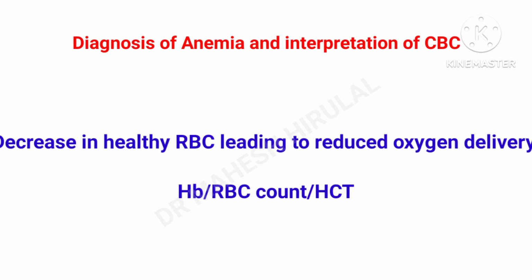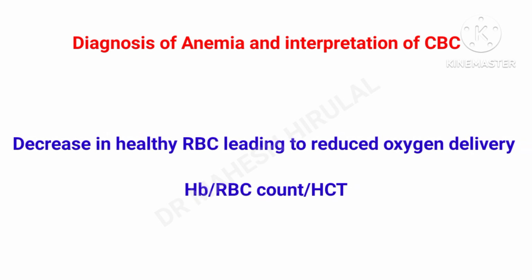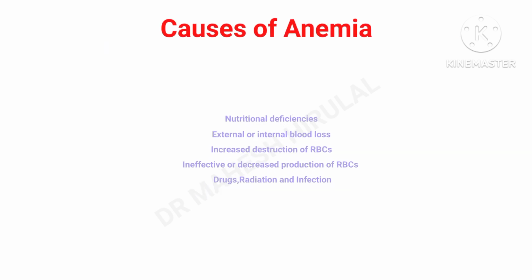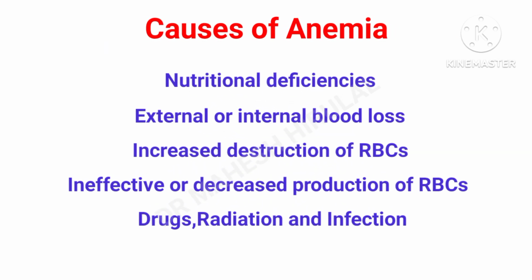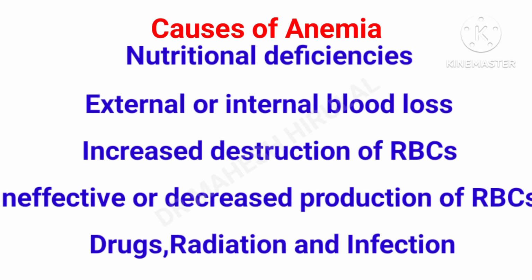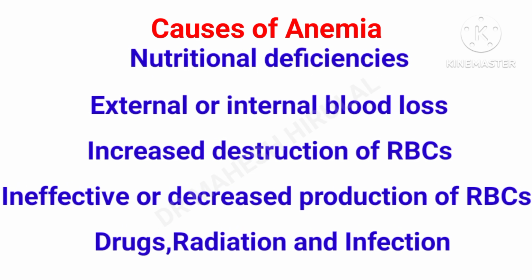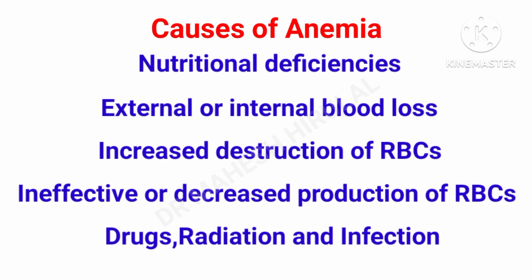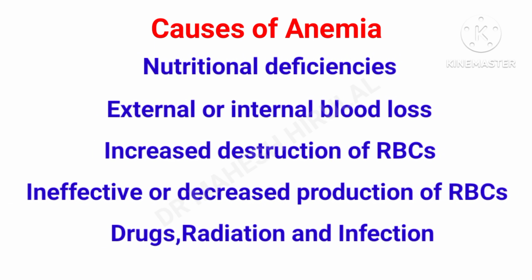A decrease in healthy RBCs leading to reduced oxygen delivery is generally called anemia. In this condition, reduced HB, reduced RBC count, and reduced hematocrit can be seen. Nutritional deficiencies are the major cause of anemia. Iron deficiency, folic acid, and vitamin B12 deficiencies are the major causes of anemia.